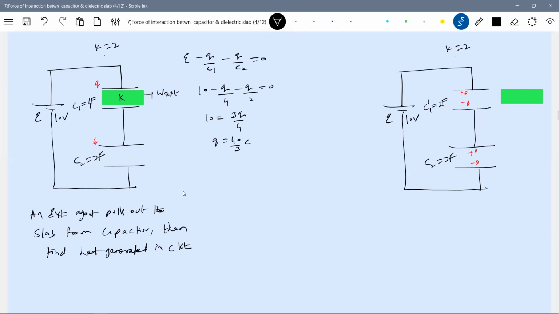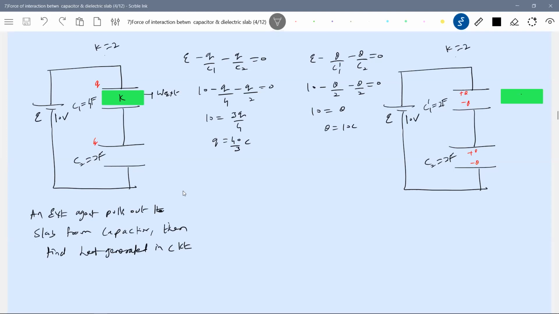Yeah, let it be. So that's the initial charge. Okay, the final charge we will calculate. The final charge will be E minus Q by C1 dash minus Q by C2 equals 0. This is 10. Both have the same capacitance 2. So Q is 10 coulomb. What is 40 by 3? Greater than 10. So I think we have a small idea now.